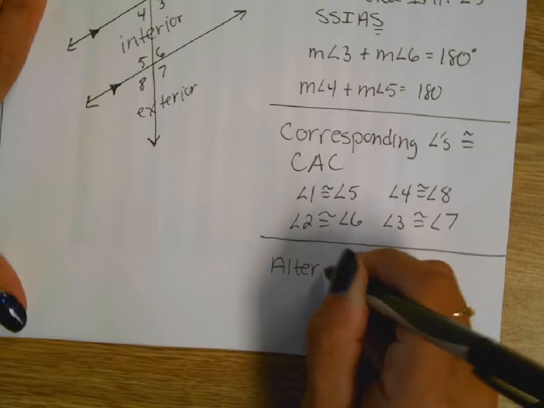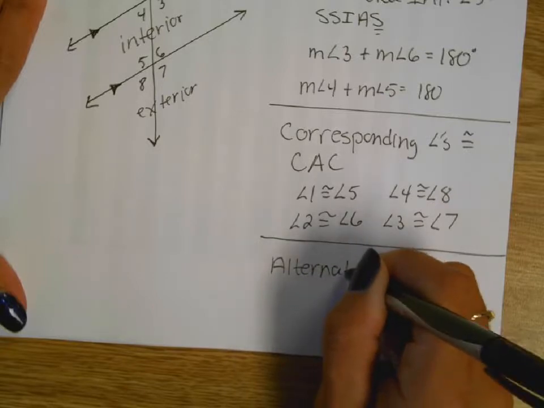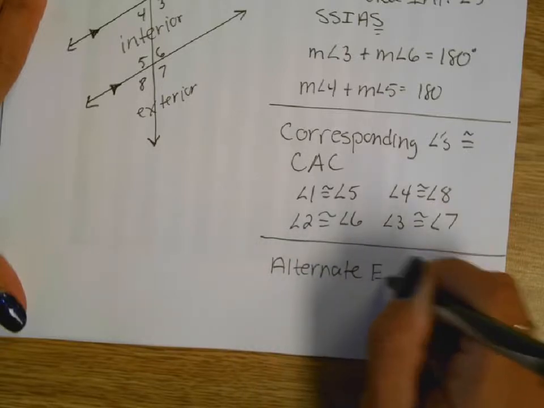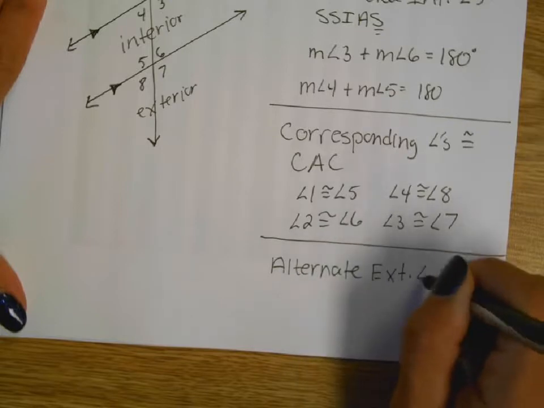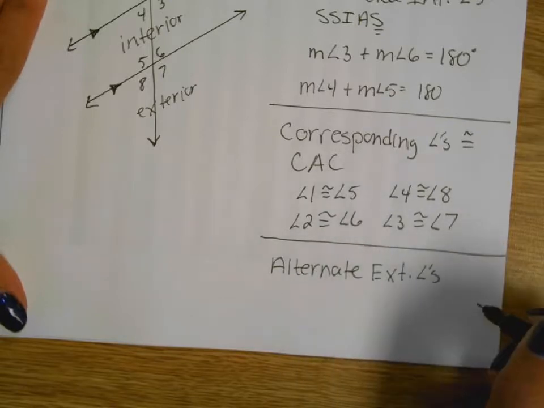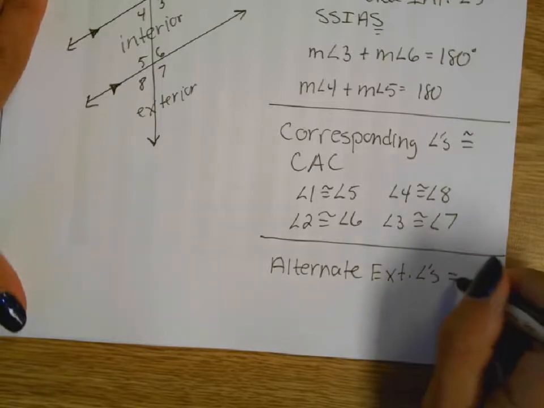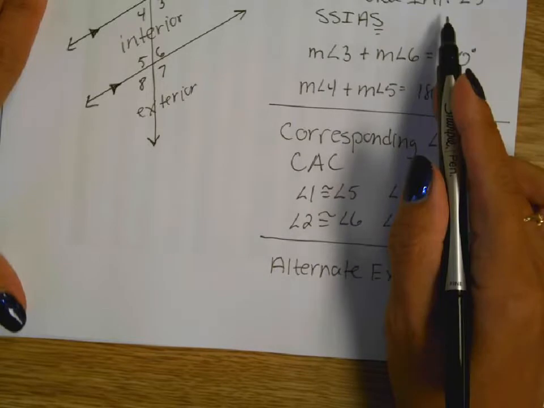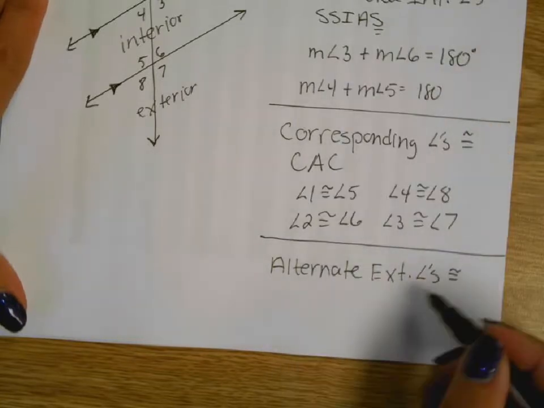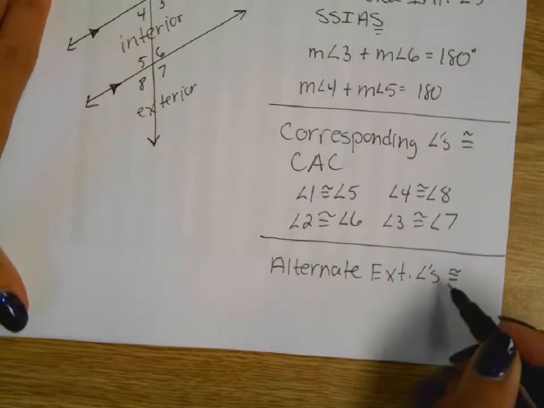Alternate exterior. What was true about them? What was alternate exteriors are? It's either supplementary or congruent. Do you remember? Congruent. There was only one supplementary one. It was the same side interiors were supplementary. So alternate exterior angles were congruent.